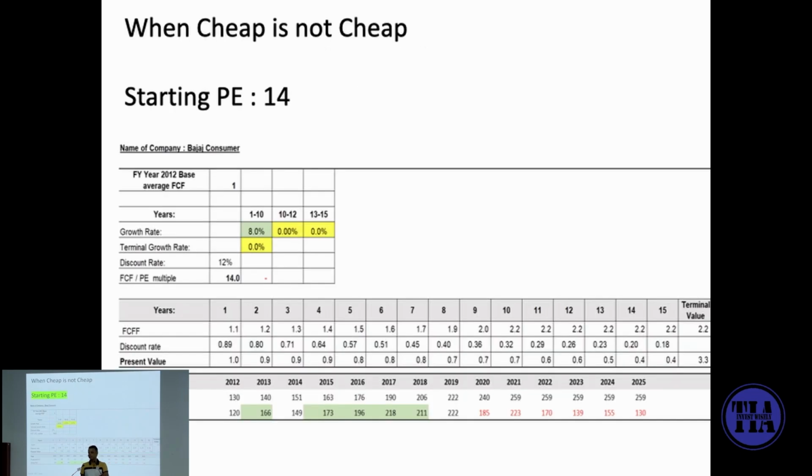When cheap is not cheap. This is what I personally have gone through a lot of times, bought a small cheap company, never made money. This is none other than Bajaj Consumer. Do you know the product? They only sell in their own office, looks like, right? Look at this. The stock was 14 PE, FMCG company.